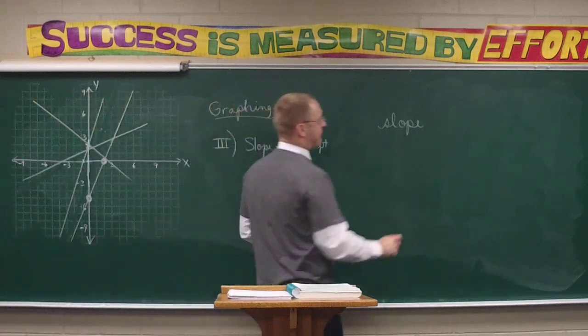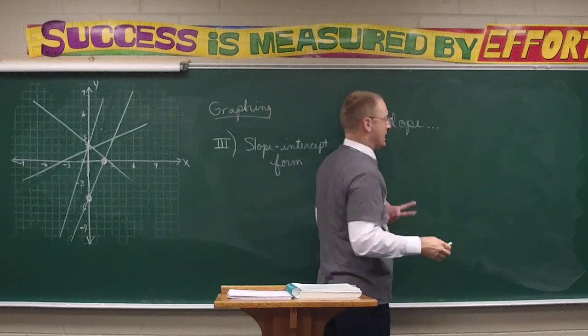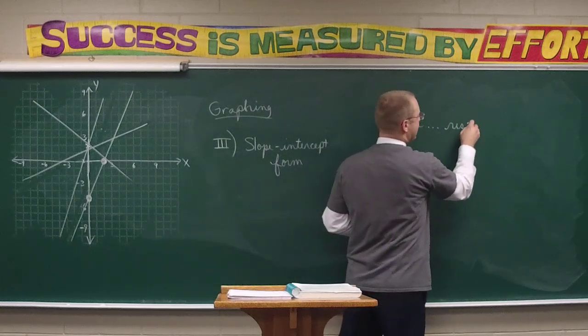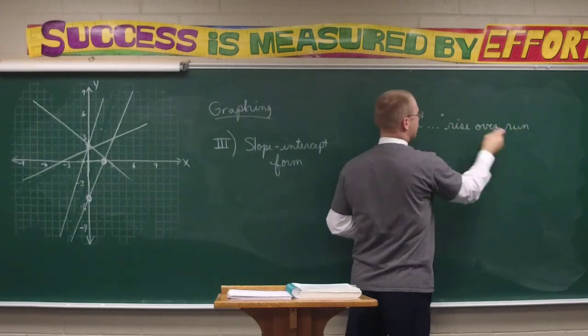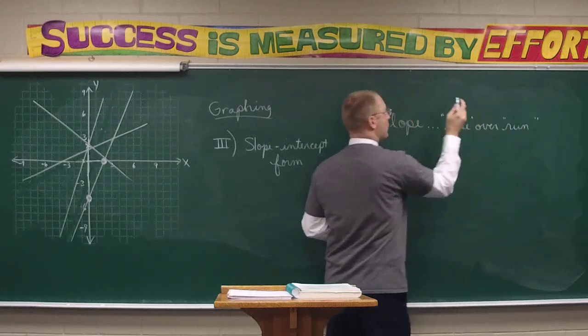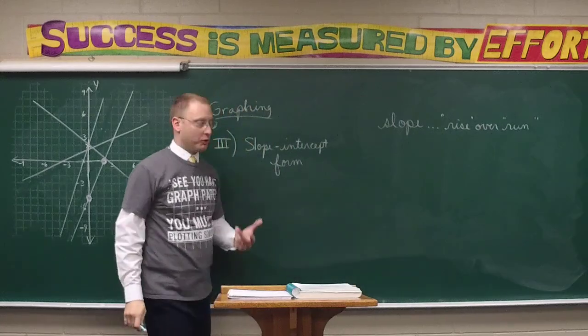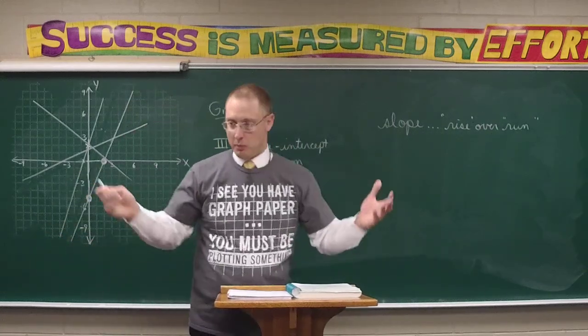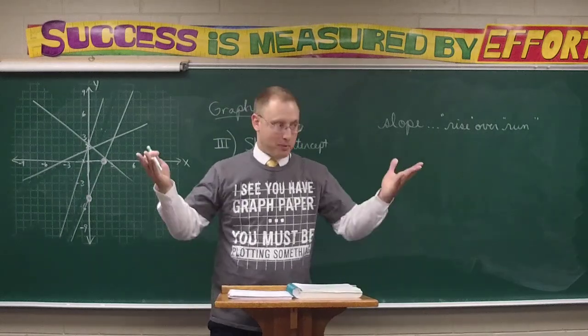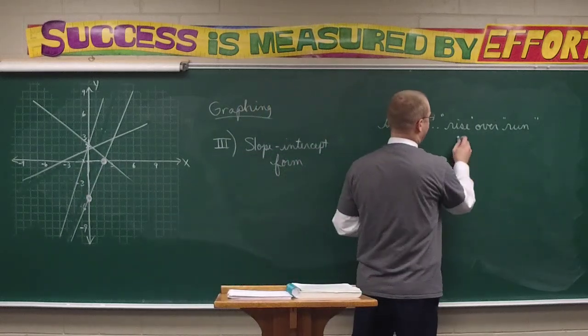Well, although slope can be thought of as the slant of a line, it's defined as rise over run. Something that should sound familiar to you, right? Rise over run. Well, when I say rise, if I were to say, class, would you please rise? What would you do? You'd get up, right? Rising always refers to going up.